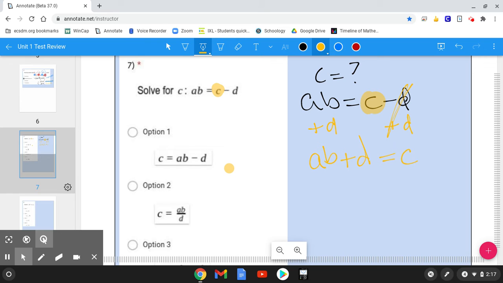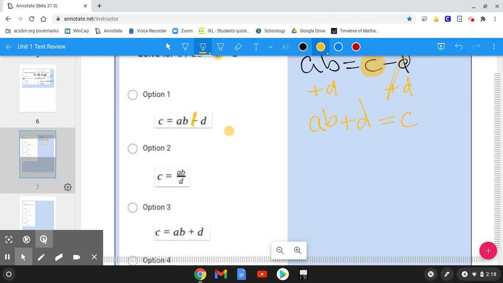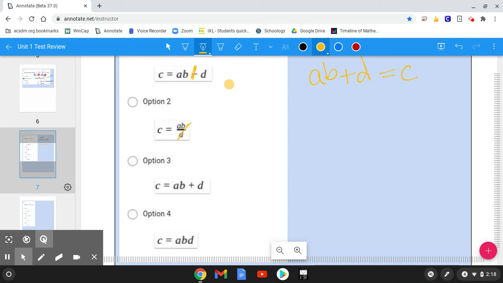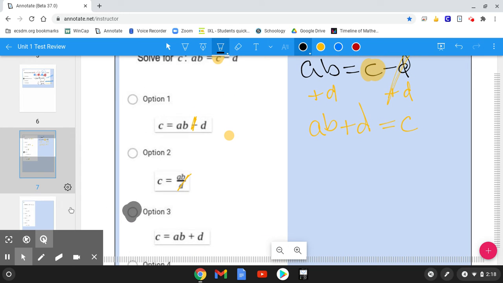Now, I know we're done because this C is all by itself, right? We said we wanted our answer to look like C equals something, which it does. So we're looking for the answer that matches up AB plus D. Can't be this one because it's a minus sign. It's not option 2. We're not dividing. Option 3 looks pretty good, but I'll look at option 4. Option 4 is multiplication. We're not multiplying. So our answer is option 3, AB plus D.